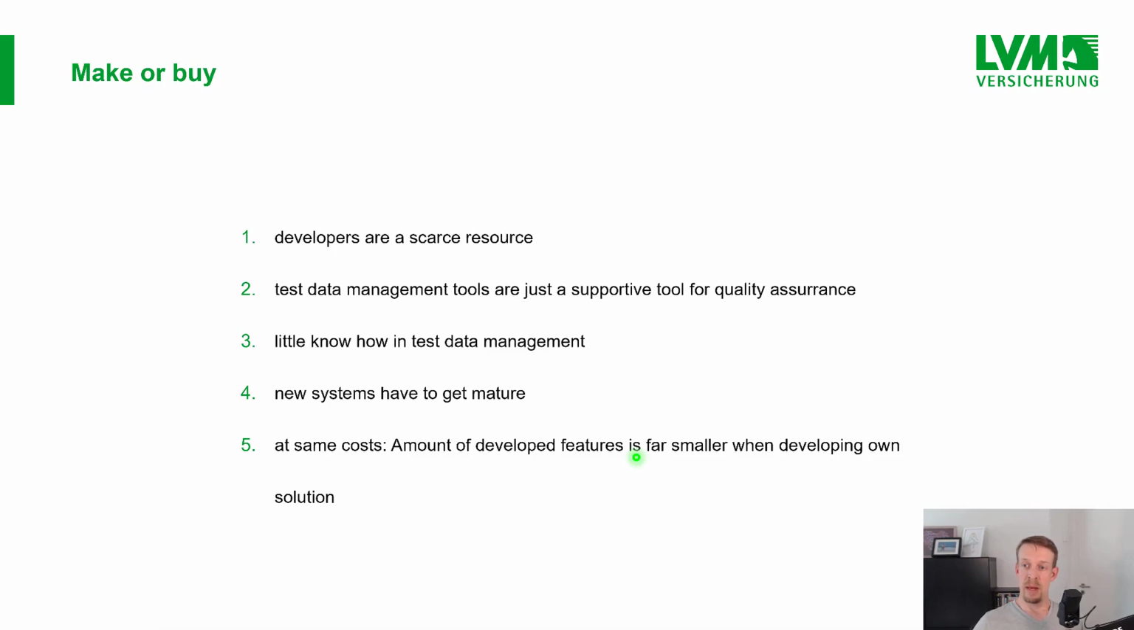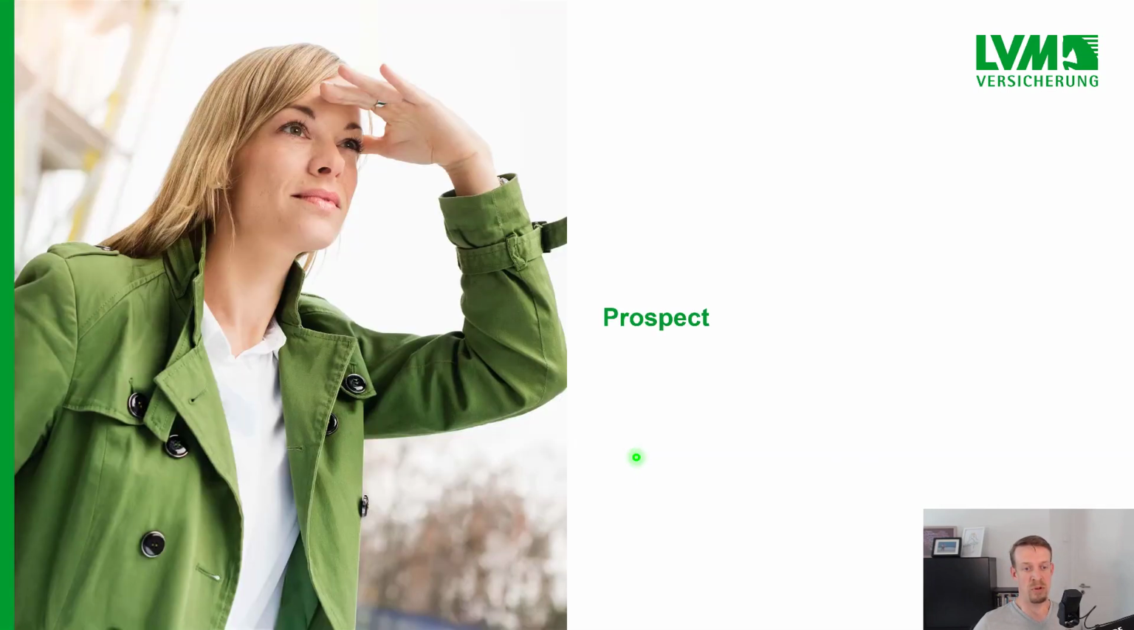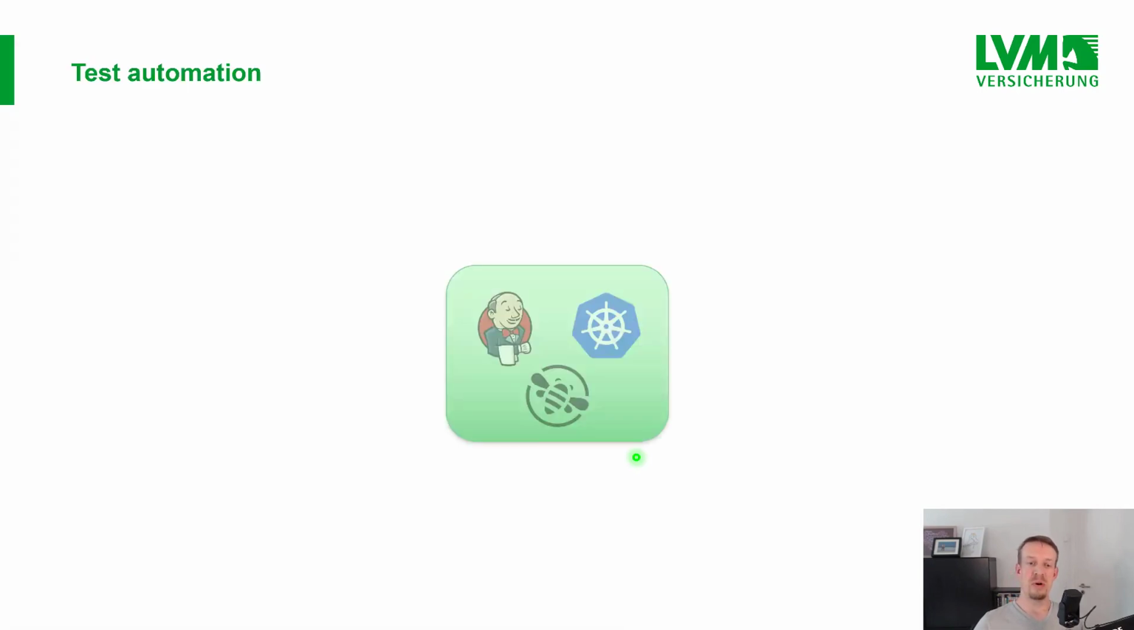Now, at least let's have a prospect of how we want to go on with our test data management tool. The goal we want to achieve with that in the long term is a high degree of test data automation, especially for system tests. Therefore, let's have a look at the infrastructure. It's a mixture of what we already have and what we plan to integrate. We already have Jenkins and nowadays the XDM running. And we are right now introducing a Kubernetes system.